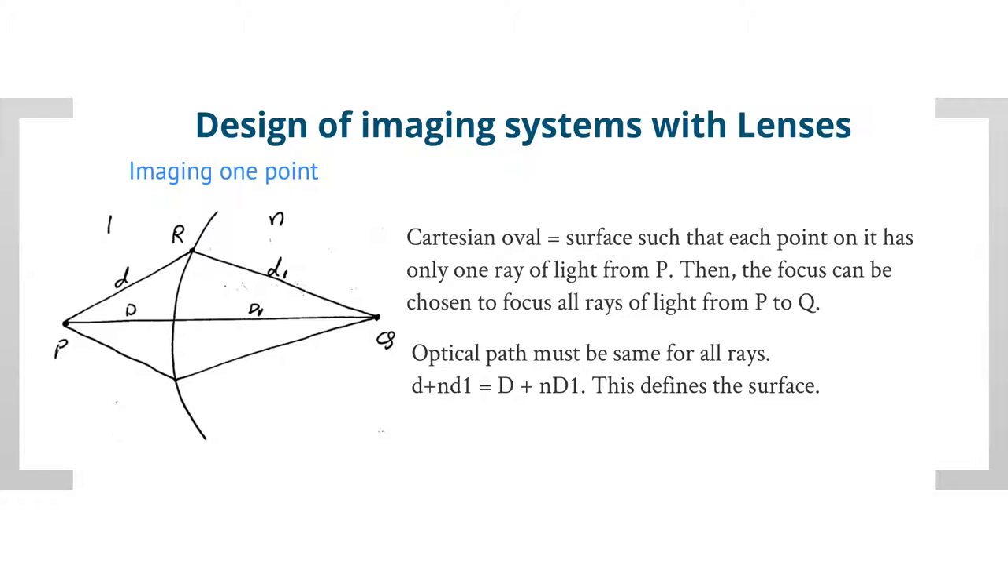So optical path is always the physical path, D, multiplied by the refractive index. So that's conceptually a way to think about it. Again, don't memorize any of this.